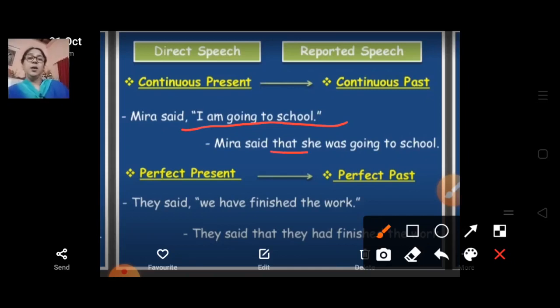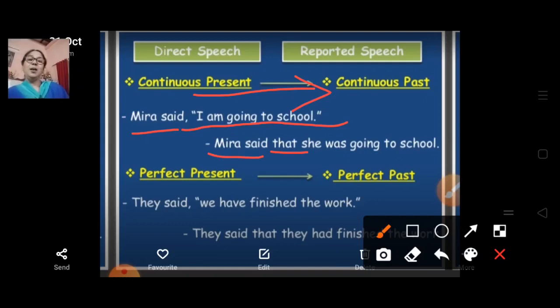So the reporting verb will remain the same, "Meera said," and we have added "that." And what are we going to change? "I am going to school" will become "she was going to school." So here you can say the present continuous tense changes into the past continuous tense. So, Meera said that she was going to school.